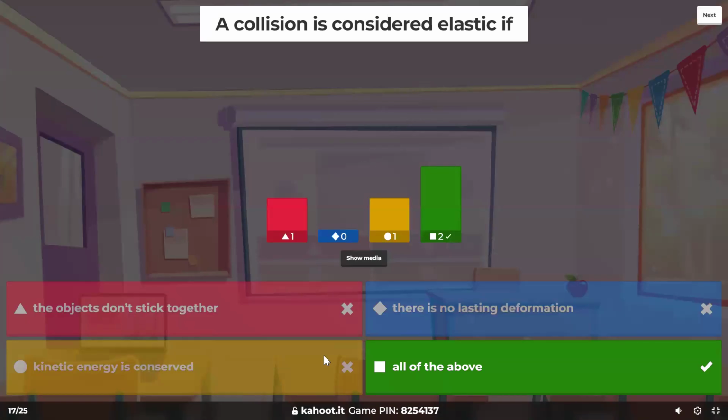Yeah, those would all be conditions. So I mostly focus on this gold one. Kinetic energy is conserved. That's like the main marker. But that does go hand in hand with these other conditions also. So like no lasting deformation. Last class they were asking some of these, so just to head these questions off.